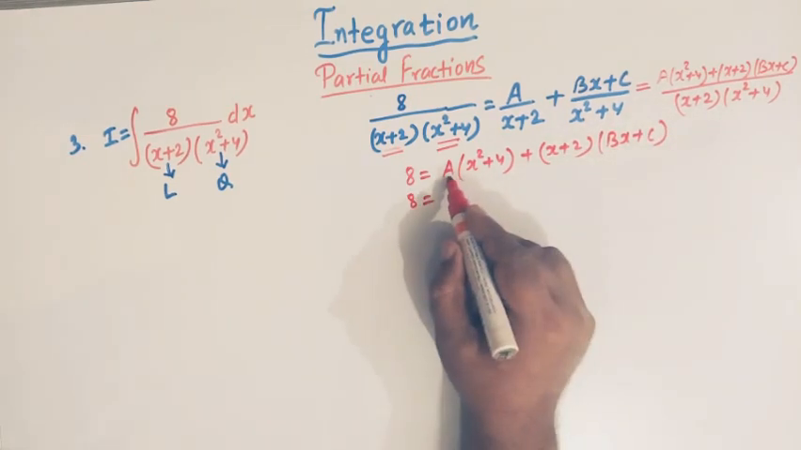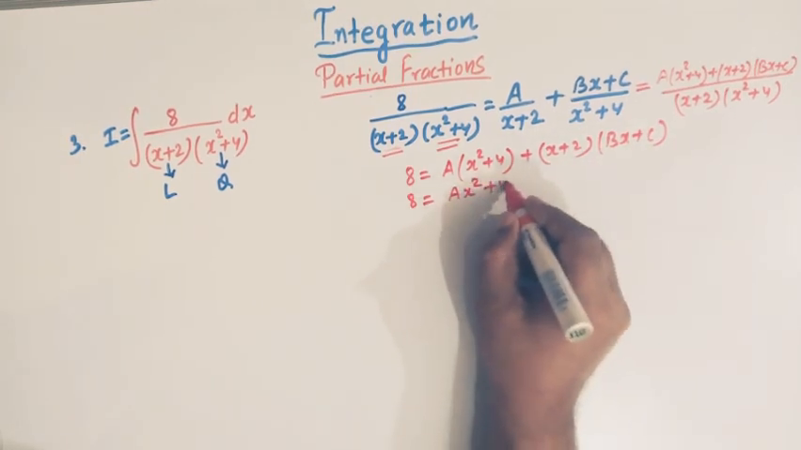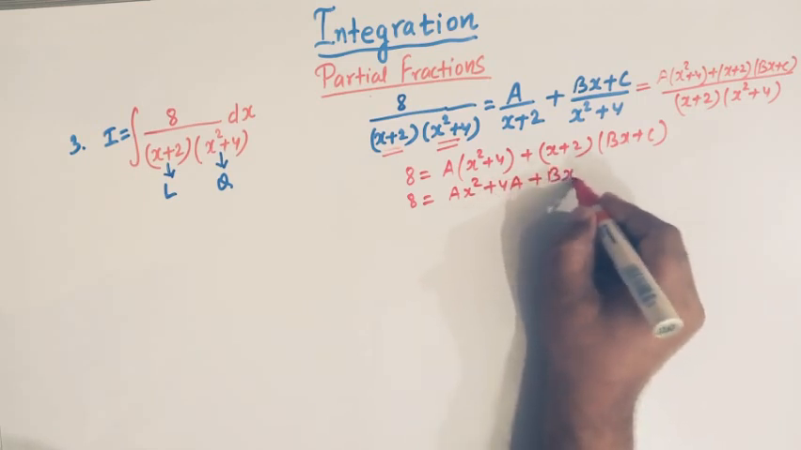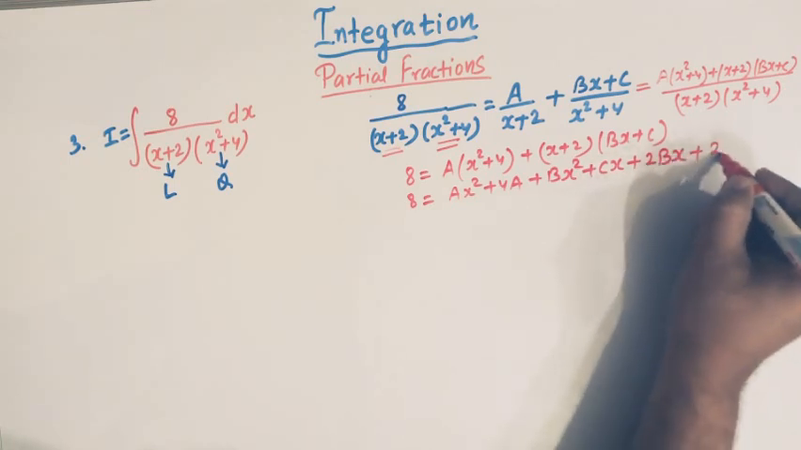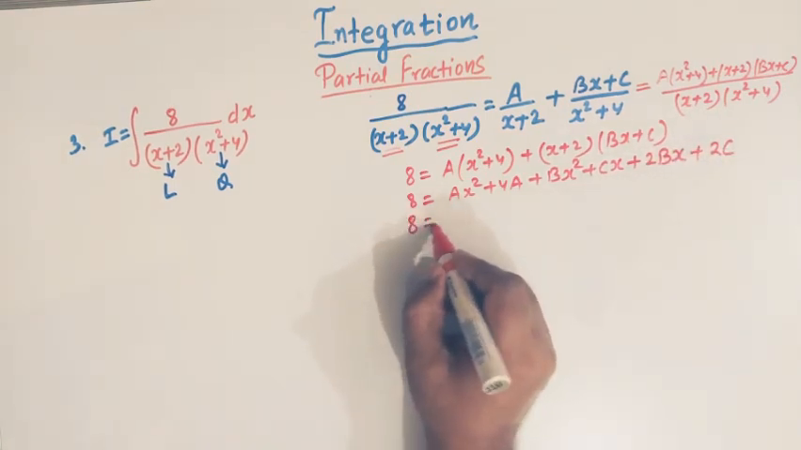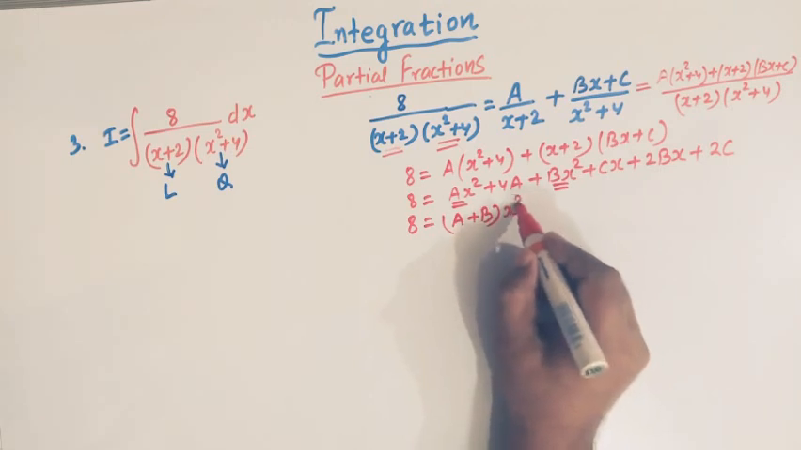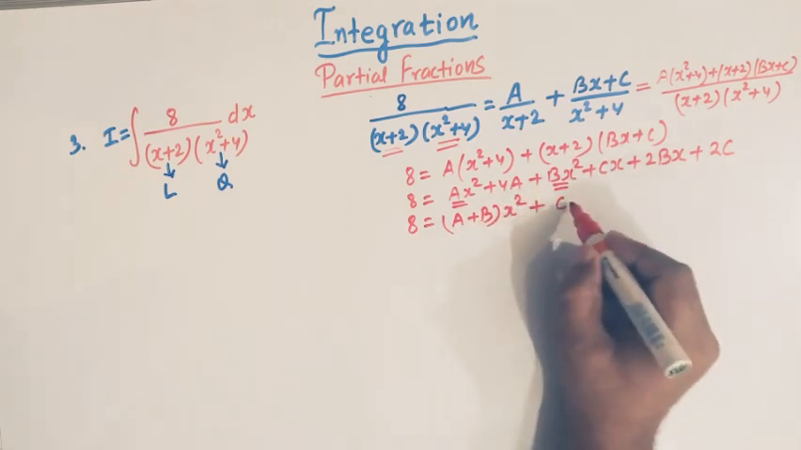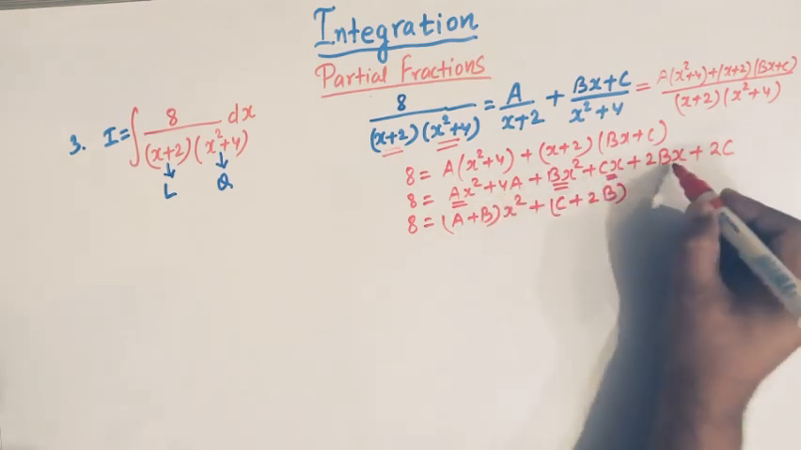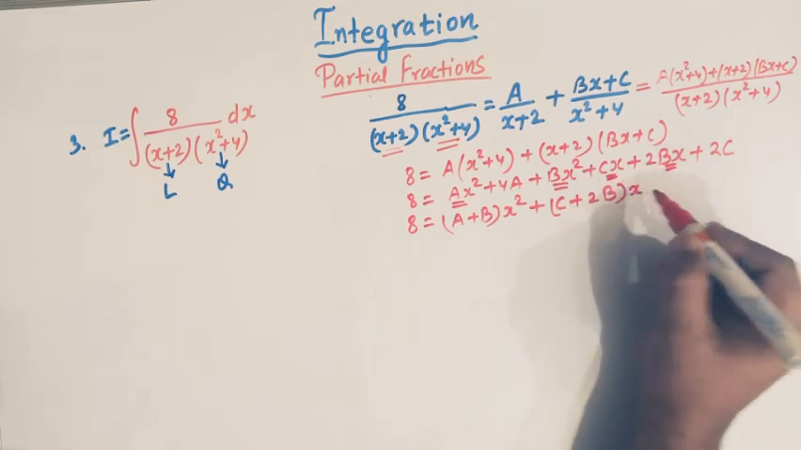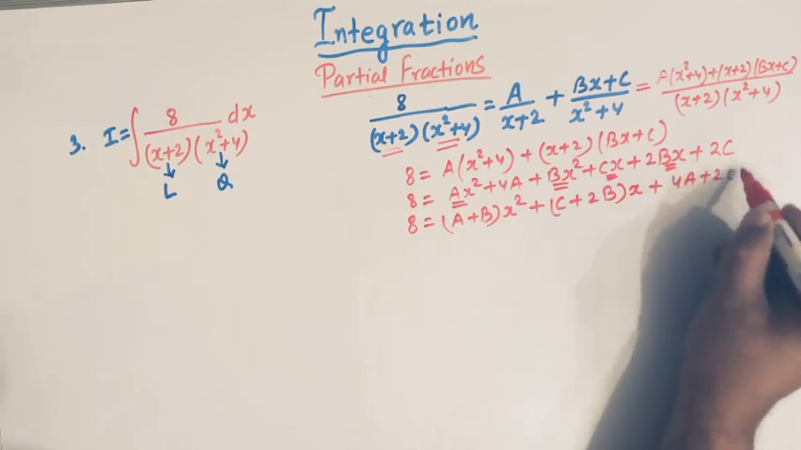Now multiplying these factors, we have Ax square plus 4A, and then we have Bx square plus Cx plus 2Bx plus 2C, right? Now we can rearrange these terms, so we have (A plus B) times x square, plus, collecting these two terms, (C plus 2B) x, plus then we have 4A plus 2C, right?